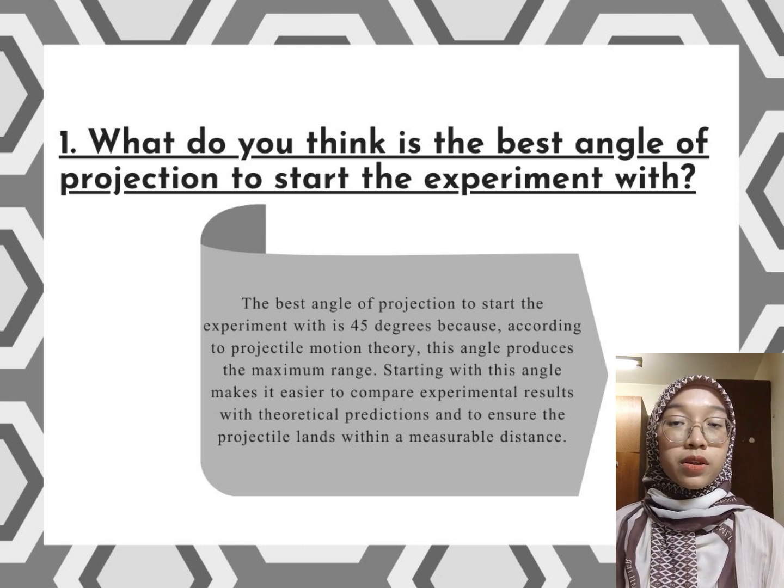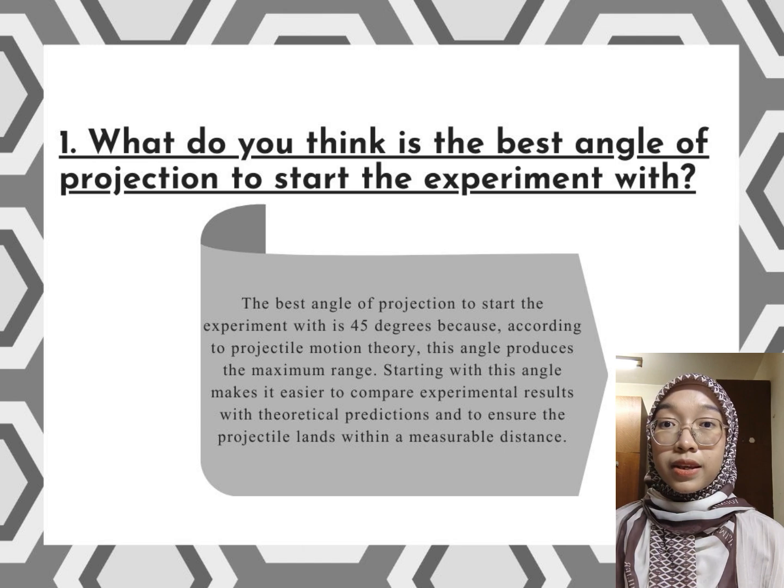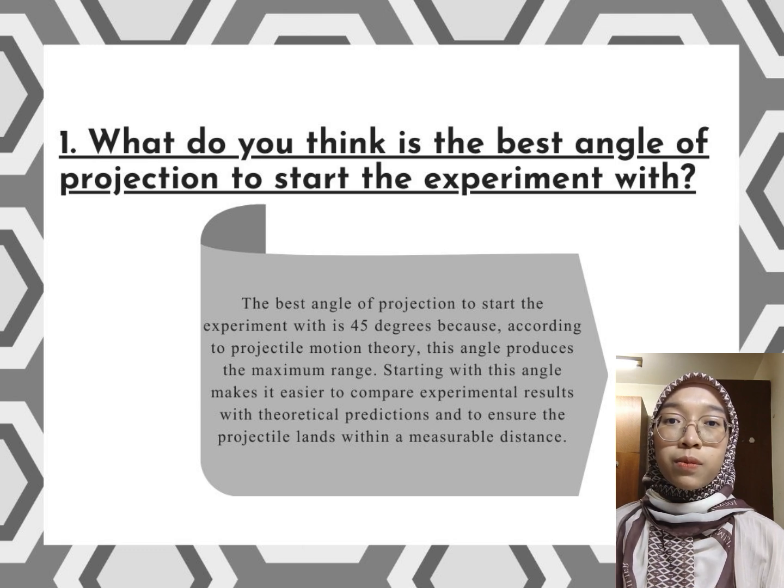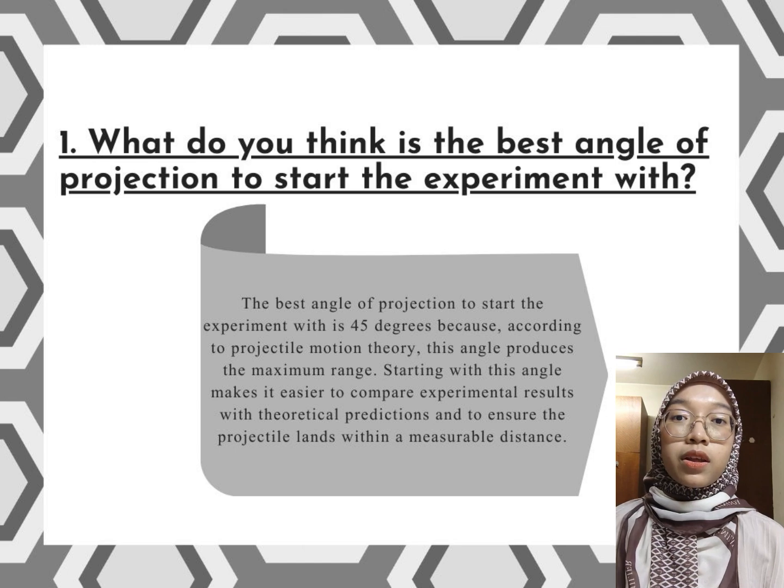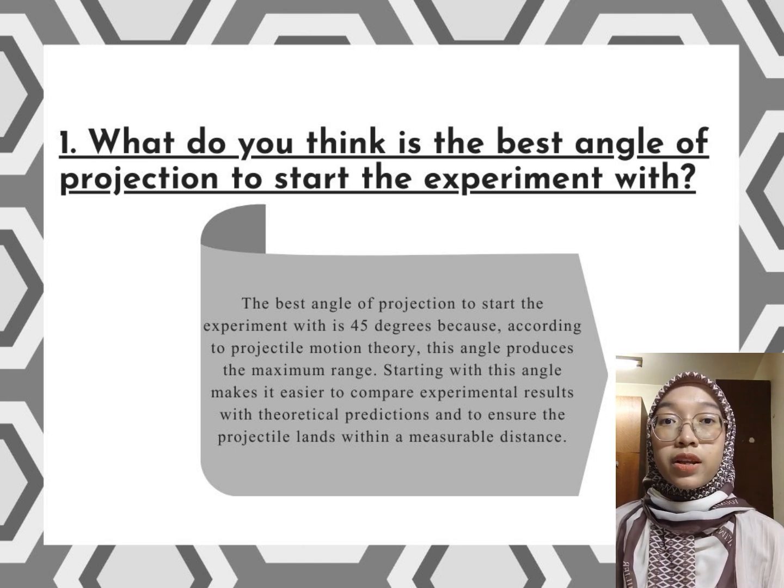Well, for the last part, I will be answering the questions regarding this experiment. For the first question, what do I think is the best angle of projection to start the experiment with? Well, for me, the best angle of projection to start the experiment with is 45 degrees because, according to projectile motion theory, this angle produces the maximum range. Starting with this angle makes it easier to compare experimental results with theoretical prediction and to ensure the projectile lands within a measurable distance.